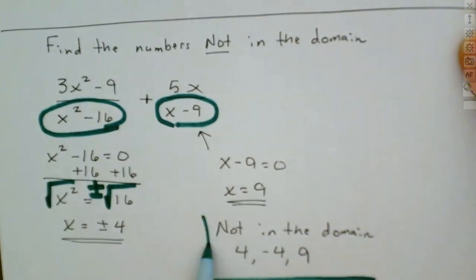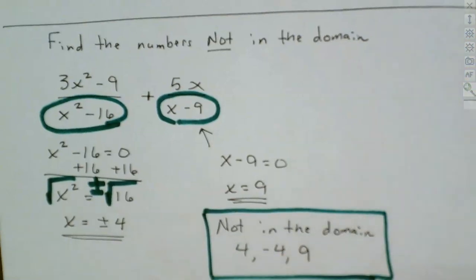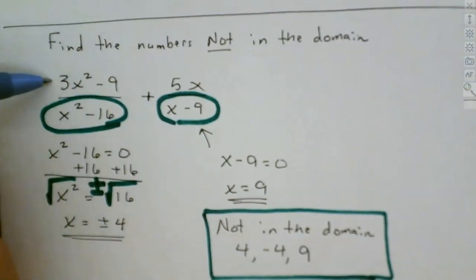So those numbers are not in the domain. Is everyone all right with how I figured out what numbers are not in the domain? Do we care at all about the numerator? Did I even concern myself at all about this 3x squared minus 9? No. Okay? Because we're not solving on these first 2 questions.